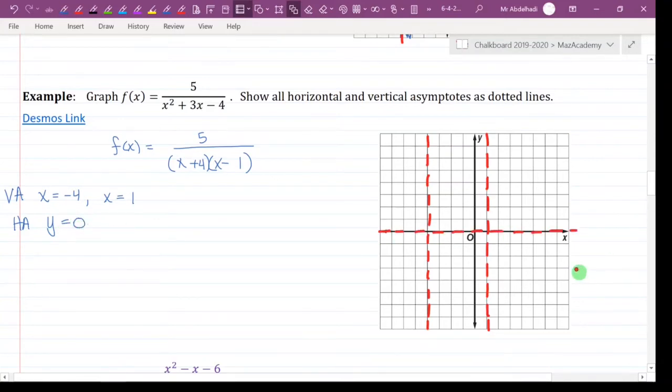Okay, any intercepts? Once again, to find the x-intercepts, you make y 0, and then you just look at the top. When does the top equal 0? Well, 5 equals 0 never happens. So there are no x-intercepts. What that means is that you're never going to cross this horizontal asymptote here. There are no x-intercepts. Is there a y-intercept?